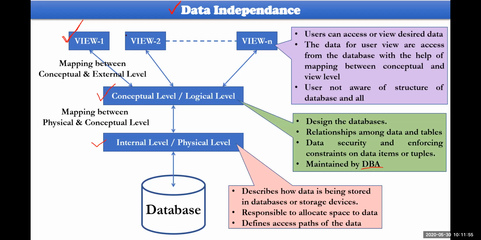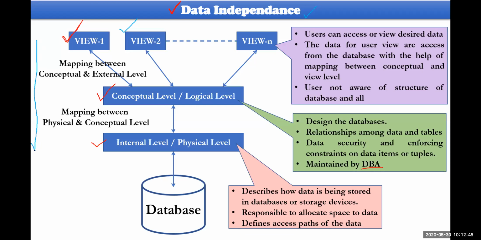If I do some modification at the external level, for example, that modification should not affect the conceptual level. Likewise, if you do any modification at the conceptual level, that should not affect the internal, physical level. So modifications not being carried from one level to another level is called data independence. If you did any modification, it should not affect the lower levels. That is the specification we have to remember here. So data independence happens like this.